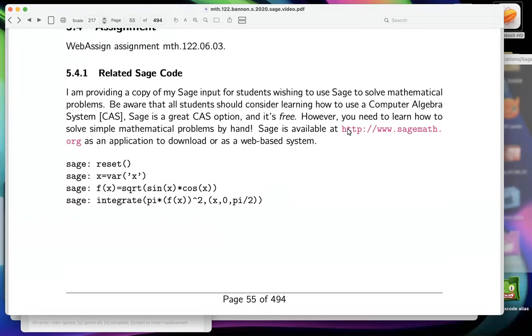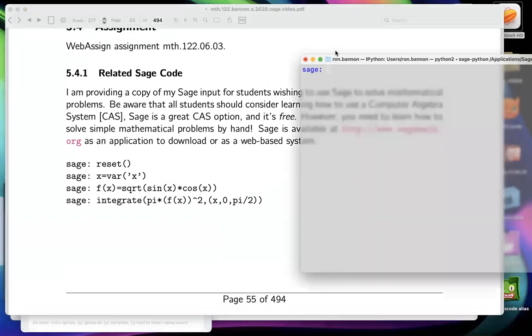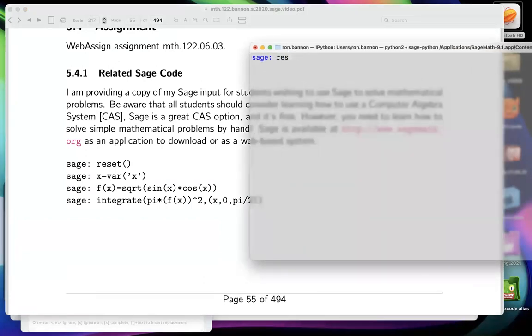What's Sage? Computer algebra system. You can click on this link if you like, go to the Sage website and use CoCalc, but I like using my own computer. So I'm going to type these commands into my own computer. So first thing is reset.